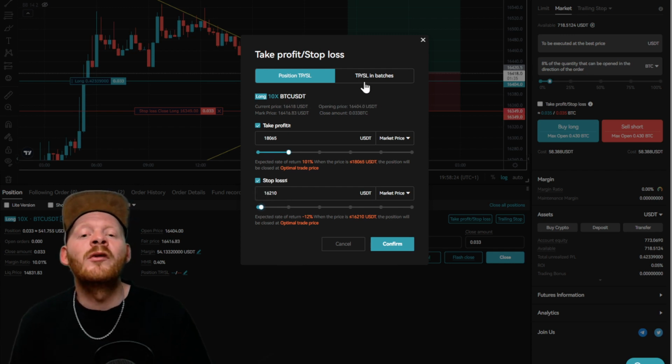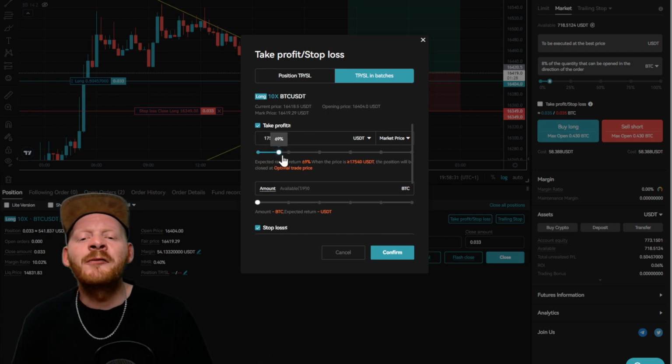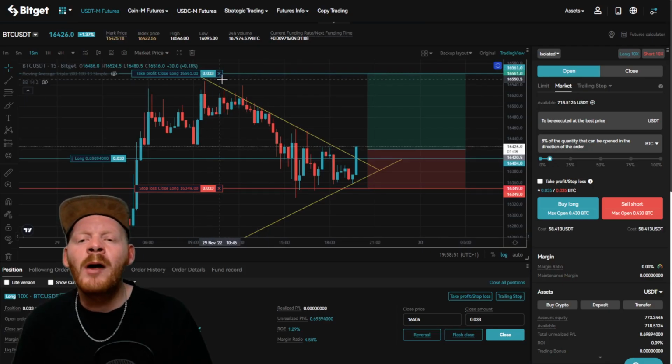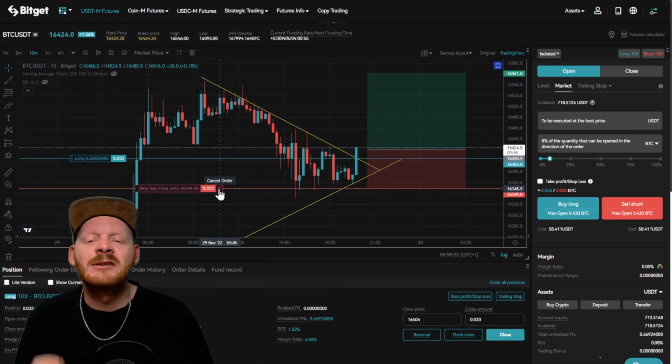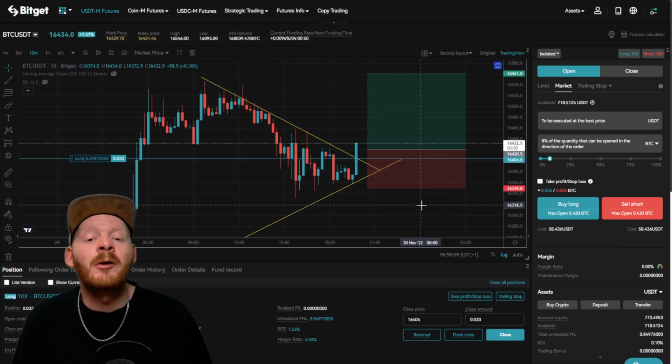But you can also use take profit stop loss in batches. And that is what I prefer, because if you're going to set your take profit of 102%, then you can also choose the amount which you want to close this trade. But now I can't choose the amount because my take profit and my stop loss is already open. So you can also scroll up and you can delete your take profit and your stop loss also by using these buttons. So now I deleted my take profit and now I'm going to delete my stop loss. And now I'm going to show you how you can set your take profit and your stop loss manually.